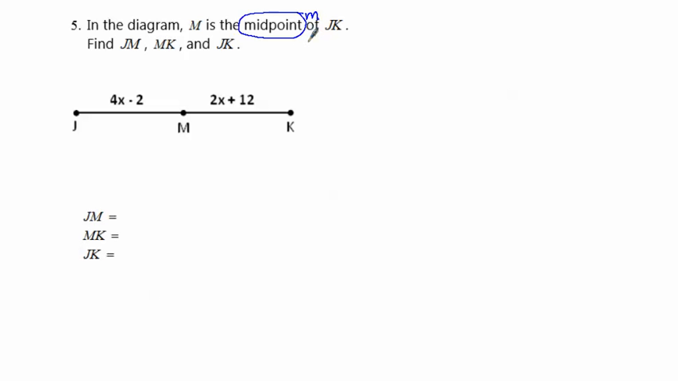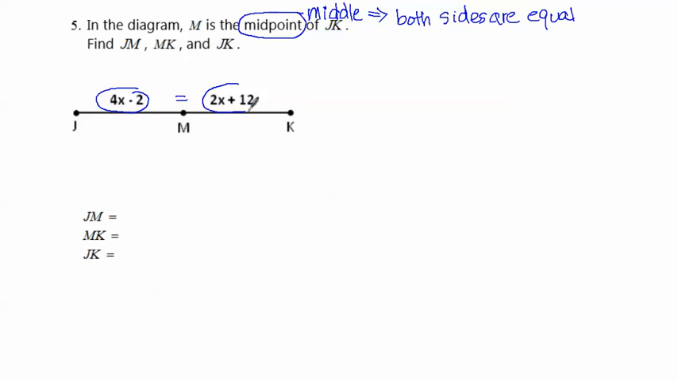If I can get this to write. Which means that both sides of the midpoint location right here, both sides are equal. Because by definition, when something's in the middle or halfway, or split in half, each half is the same. So we know that 4x minus 2 has to be equal to 2x plus 12.